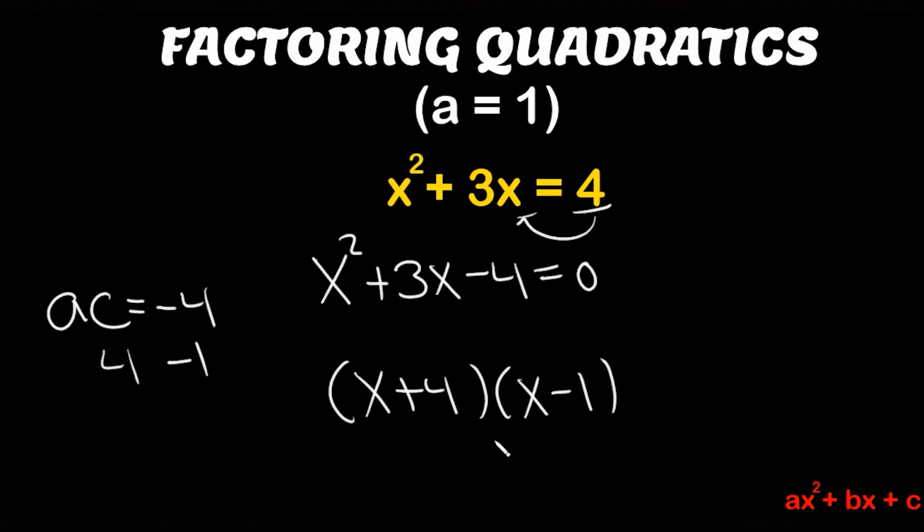Also, I should probably mention that it does not matter the order here. Okay, I could have written x minus 1 first and then x plus 4. It doesn't matter because you're multiplying, right? I'm multiplying this factor by this factor, and you can multiply in any order. So it doesn't matter which value you grab first. You can grab the 4 first or the negative 1. It does not matter, okay? So the order here does not matter.